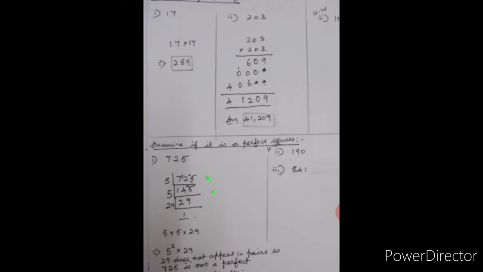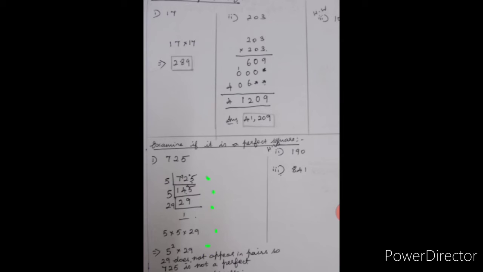Next, as the number ends again with 5, you can divide 145 by 5. That is 5 twos are 10, 14 minus 10 is 4, so 45, 5 nines are 45, then 29 is divisible by 29 one time. Then write the factors: 5 into 5 into 29, and then pair the factors.